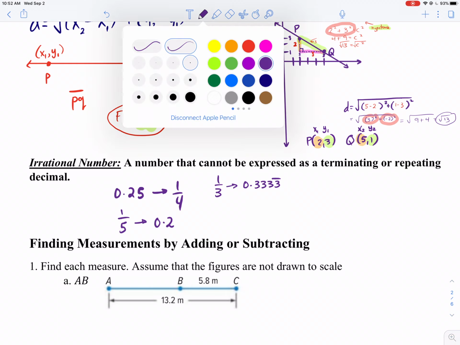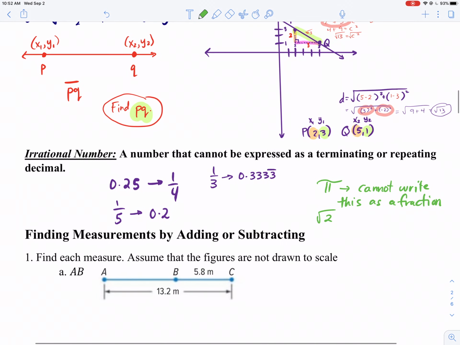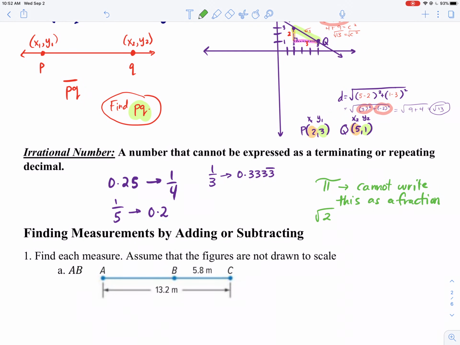So if I took numbers like pi, I cannot write this as a fraction. Okay, same thing with the square root of 2. Okay, it gives me a decimal, but I cannot write that as a fraction. So those are some of our examples of irrational numbers. All right, in the next video, we'll have our examples.